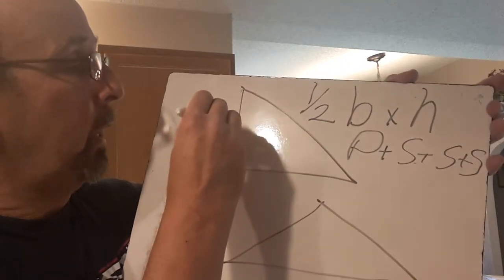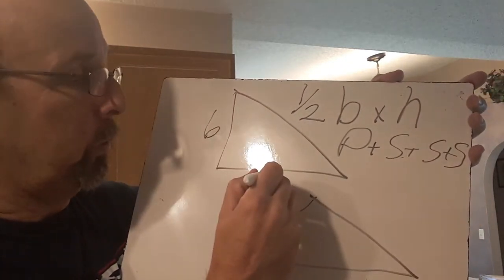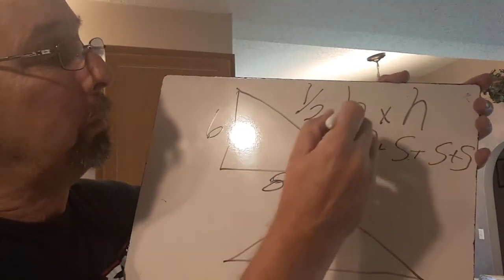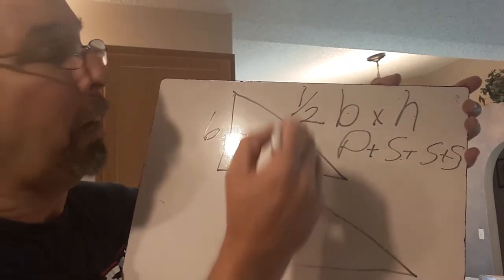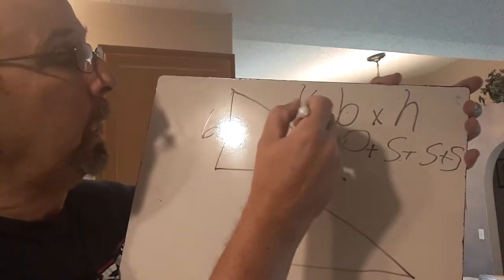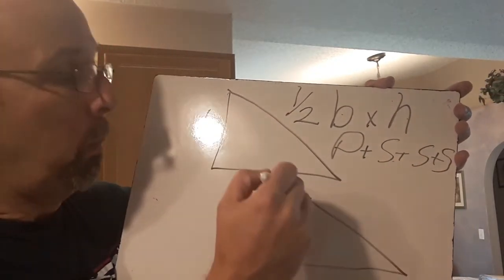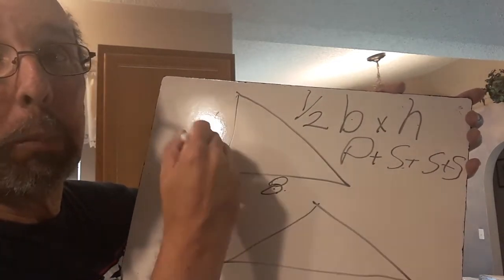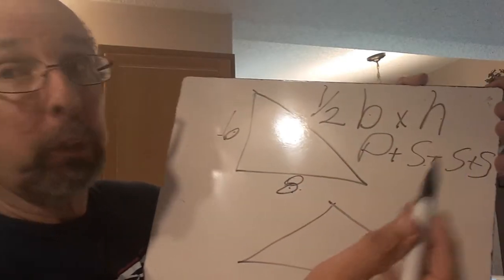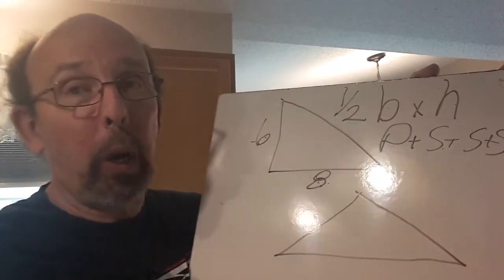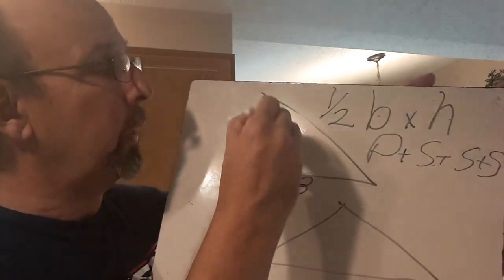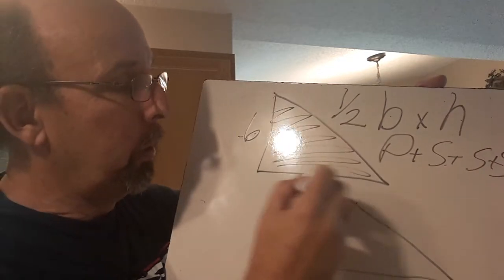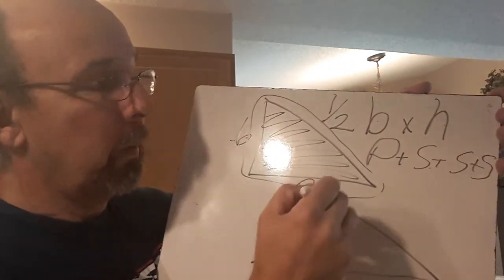1/2 base times height. If the height was 6 and the base was 8, 6 times 8 is 48. Half of that is 24. Or you could take half of 6, get 3, multiply it by 8, get 24. Or you could take half of 8, get 4, multiply it by 6, get 24. Same thing. And area is always square measures, because you're figuring how much space is in here. Perimeter is the distance around it.